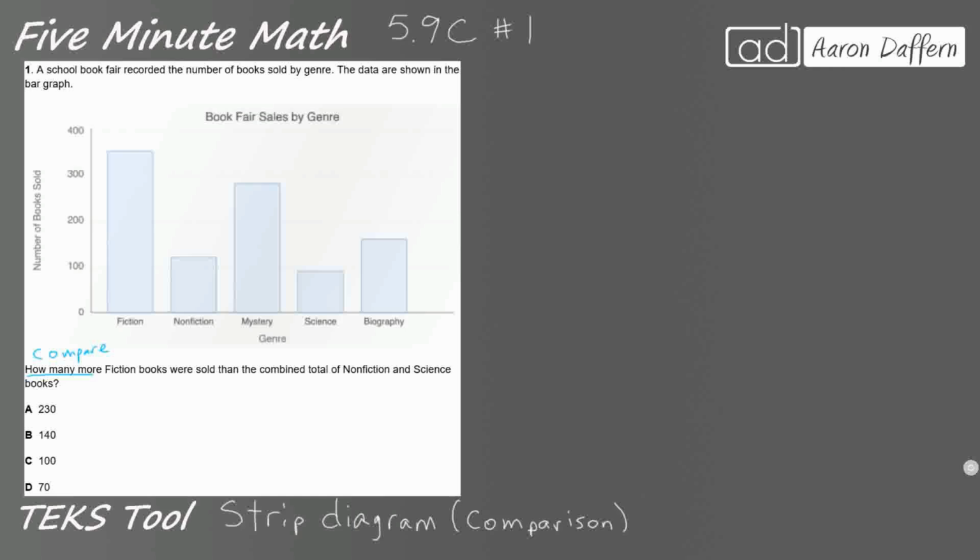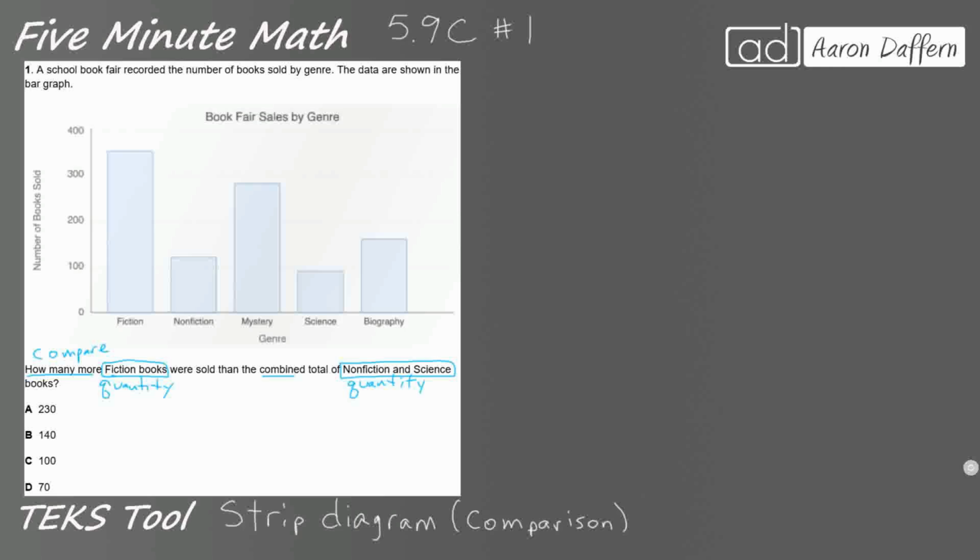So fiction books, that's going to be our quantity 1. So I'm just going to label this as quantity. And what's the other thing we're comparing it with? Combined, so we're going to need to combine nonfiction and science. Right, so here's the other quantity. And the reason I'm labeling these as quantities is because these are not part whole. We're not combining them. We're not separating them. We're just lining them up next to each other and seeing which one has more.